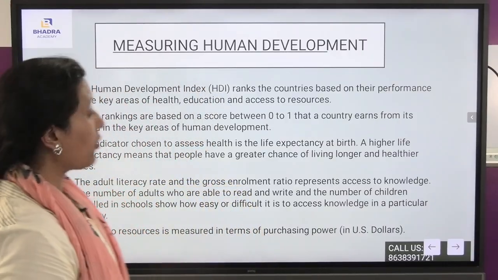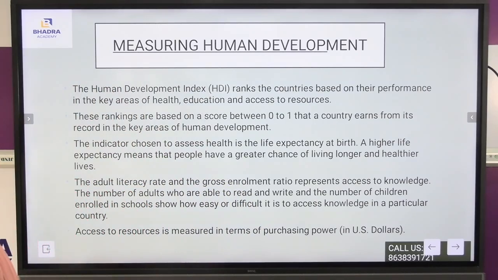You see, in short, we will be understanding about the Human Development Index, HDI, which ranks countries based on their performance in the key areas of health, education, and access to resources. These rankings are based on the score between 0 to 1 that a country earns from its record in the key areas of human development.